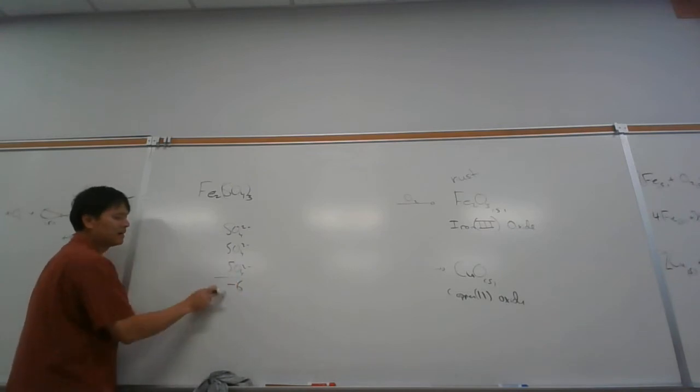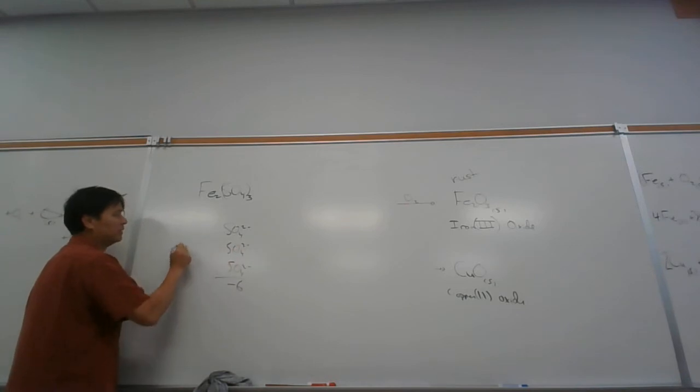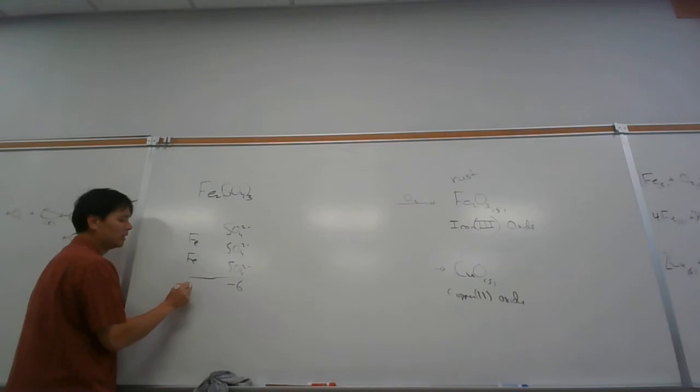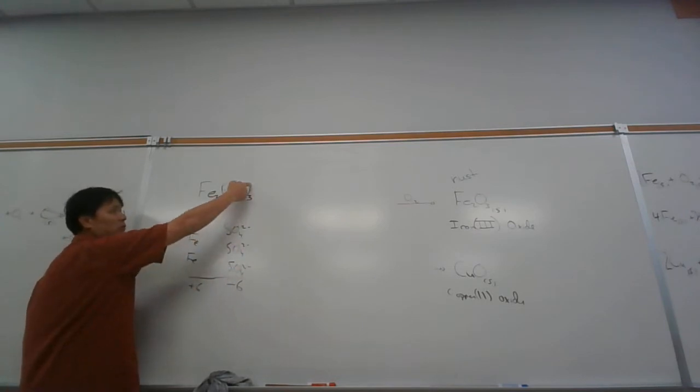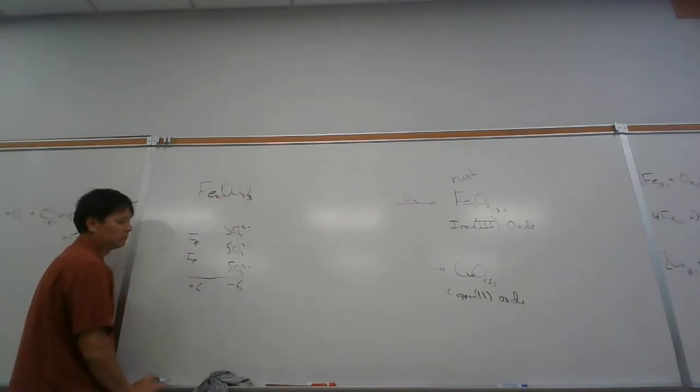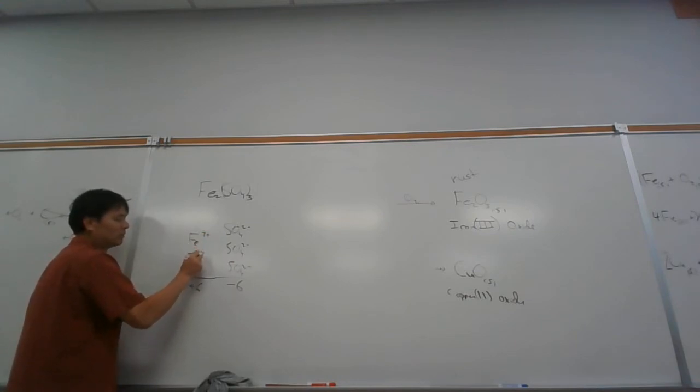So all the sulfates add up to 6 minus, which is the net charge of the 3 sulfates. And then we have 2 irons. Both irons have to add up to plus 6 because the compound's neutral. There's no charge. And so to add up to plus 6, each of these has to be 3 plus.